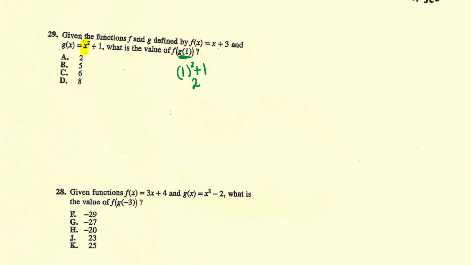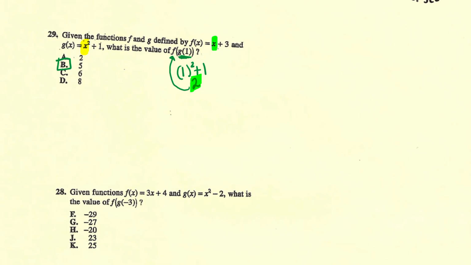Once you get that answer, you're going to take that answer and go put it into the f function. So now I go to the f function, and where there's an x, I'm going to put in the 2. So 2 plus 3 is 5, and my answer is B.